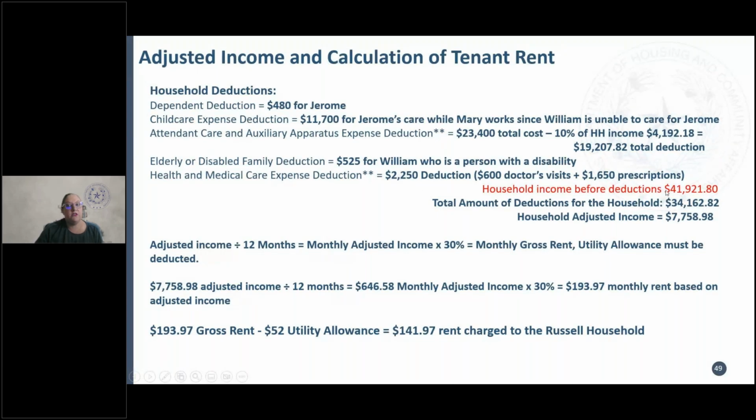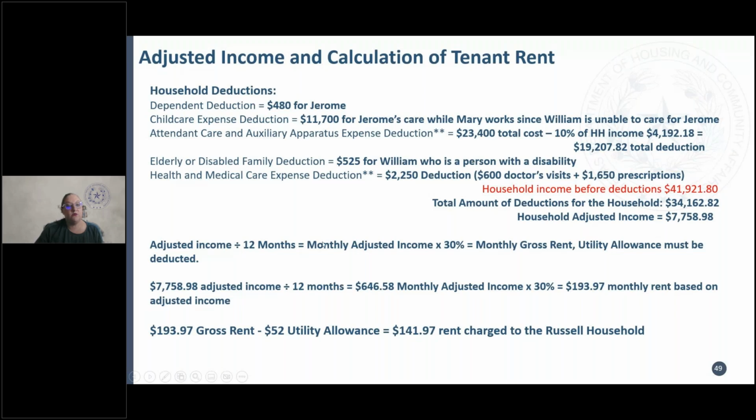Household income before deductions was $41,920.80 minus the total amount for the deductions, which with that child care update, came out to $34,162.82. So now the household's adjusted income is $7,758.98. And we've got to calculate rent.